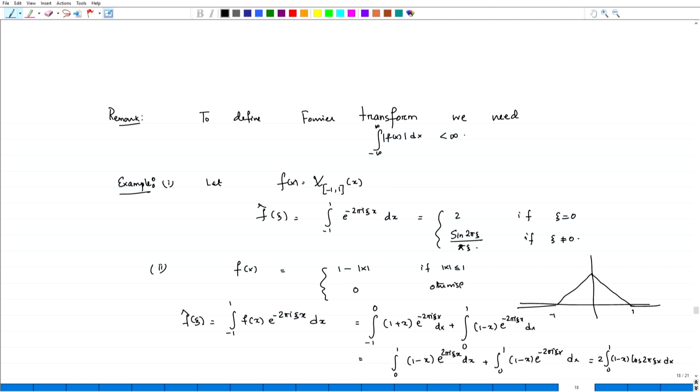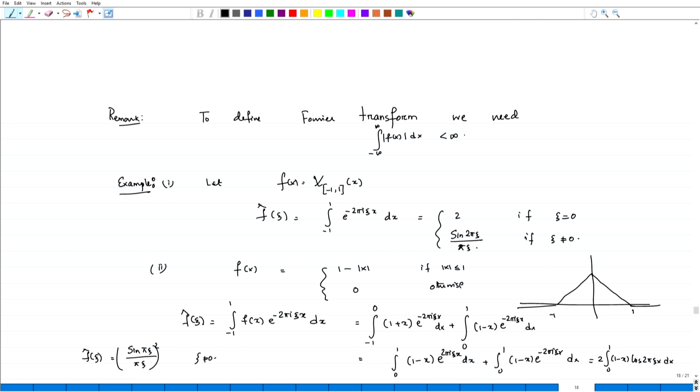Now, you apply integration by parts. Once you apply the integration by parts and complete the computation, you are going to get that f hat of xi is equal to sin pi xi by pi xi, whole square, if xi is not equal to 0.